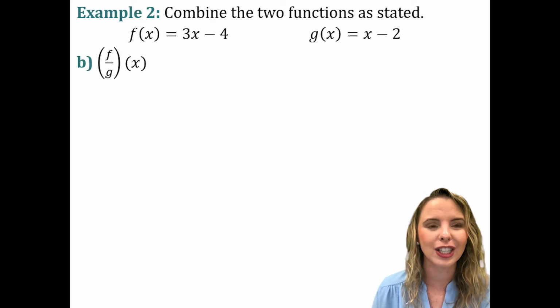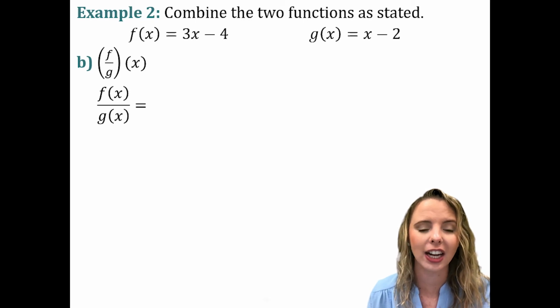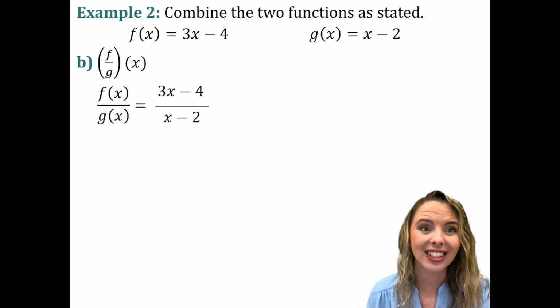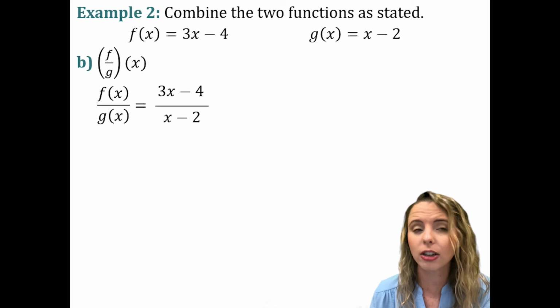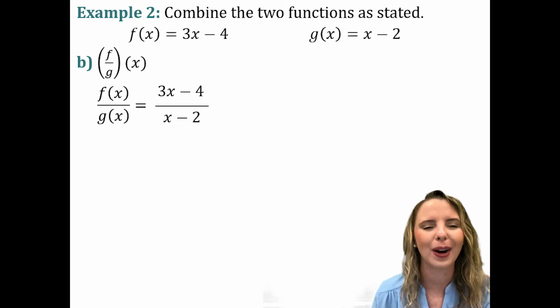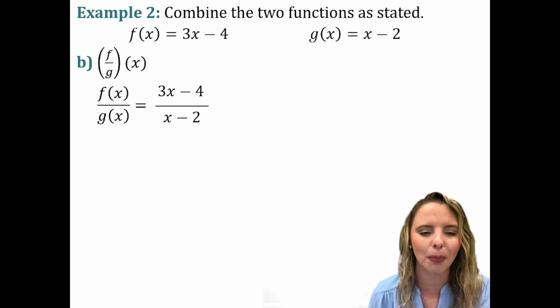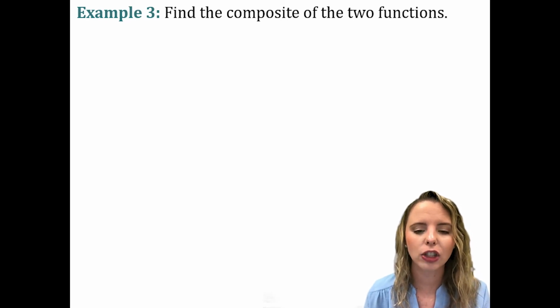Now, using the same functions, we are going to divide f divided by g, or f over g of x, which is going to be f of x over g of x. f of x divided by g of x. f of x is 3x minus 4. We need our division bar, and then we have x minus 2. There's nothing I can do to this one, so that's as simple as it gets. Sometimes you may have some GCFs that you can factor and maybe divide out, or if we're working with larger polynomials, you may be able to factor and simplify, but in this case, that is as simple as it gets.